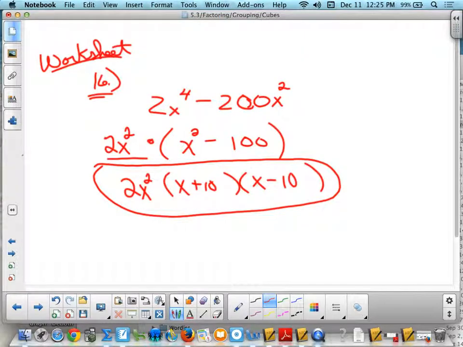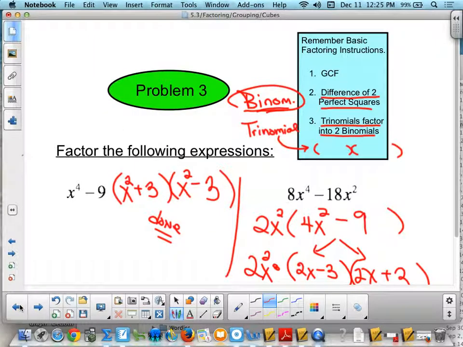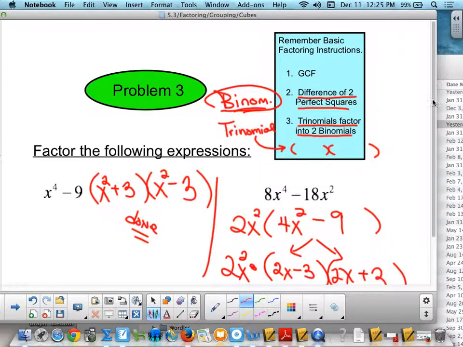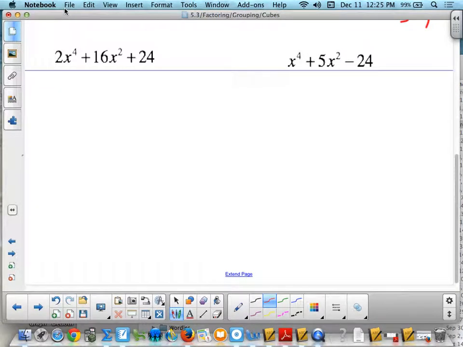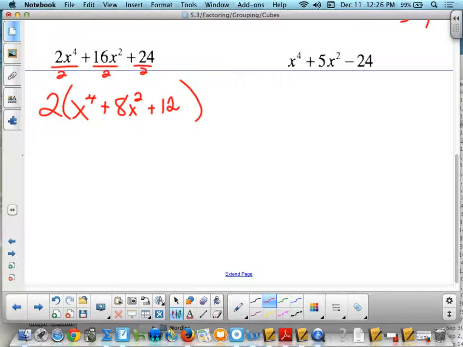Okay, so let's go back to your notes. Don't be on the orange. Here we go. We have two more to do. Okay, look at this expression. Is there a GCF? Yeah. What is it? Just 2. Okay, take out 2. When you take out the 2, what's left? You just divide by 2, right? x to the 4th, 8x squared plus 12. Good?